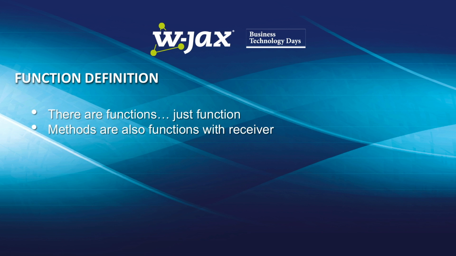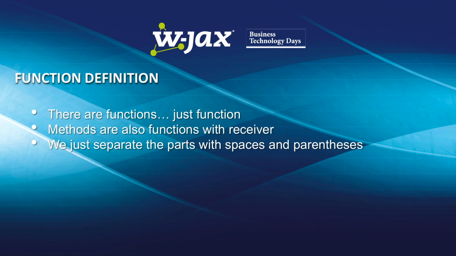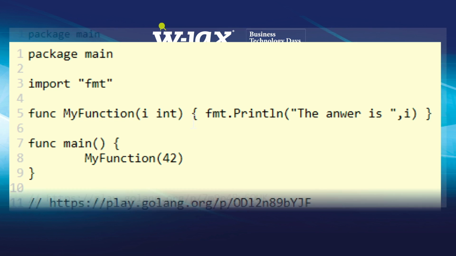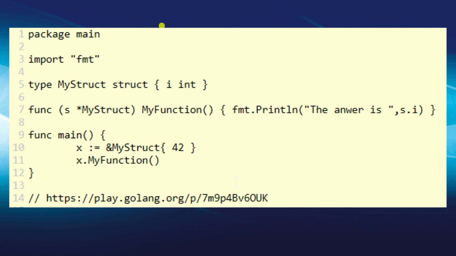And whenever we declare a function, we just separate the different parts of the declaration with spaces and parentheses. We don't use colon, semicolon, or anything else. I will give you some examples. So, I have a function named myFunction that has an int argument. And it prints out. It's fairly simple, is it?